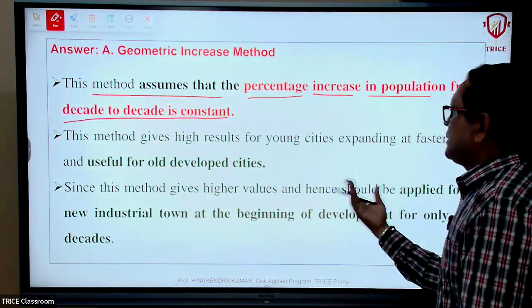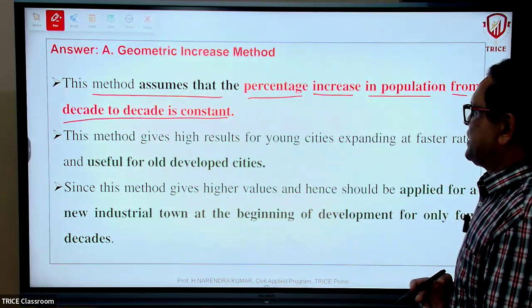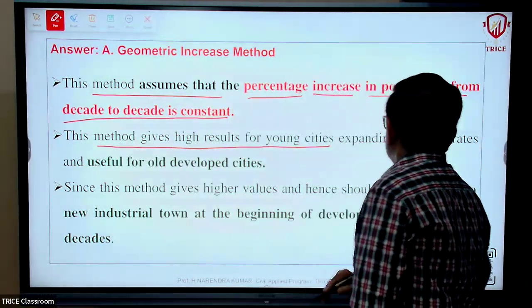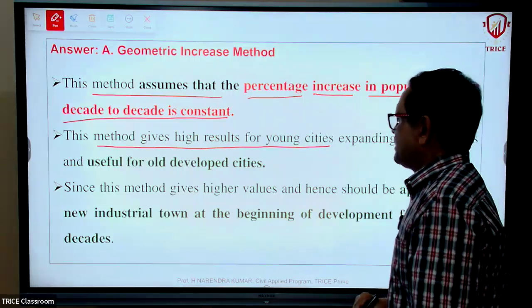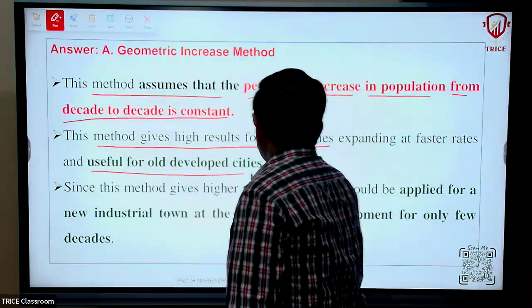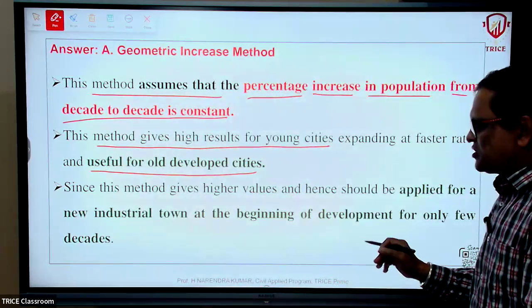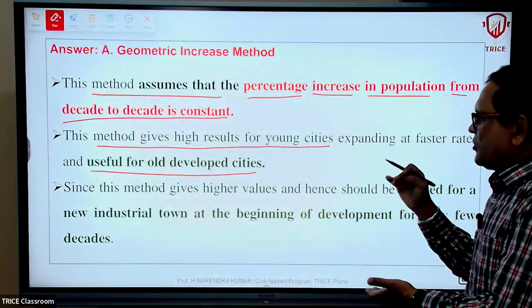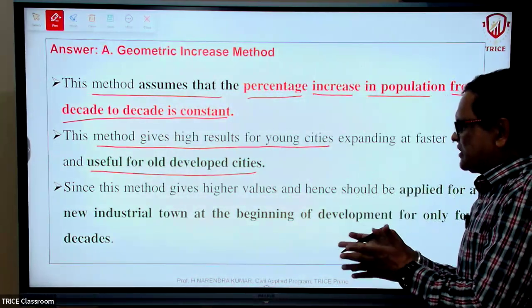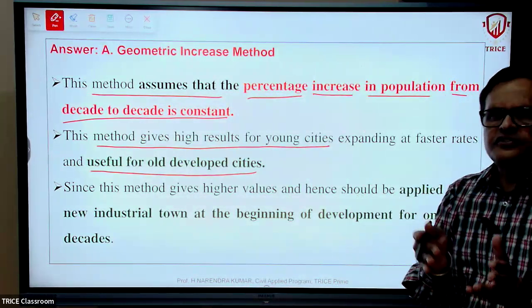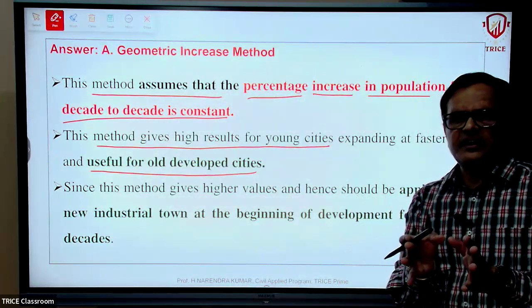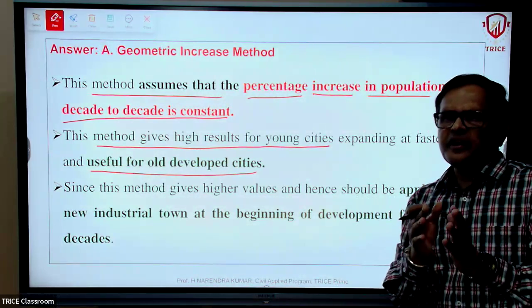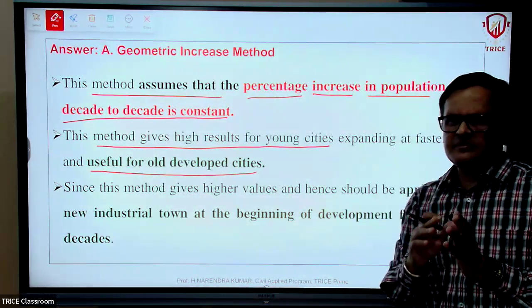So what are the other highlights of this method? It gives high results for young cities expanding at a faster rate. Useful for old developed cities. Usually the geometrical increase method gives us a very large value. For example, if you choose the three methods, arithmetical increase method, geometrical increase method and incremental increase method, usually, not always, the geometrical increase method gives very high results.